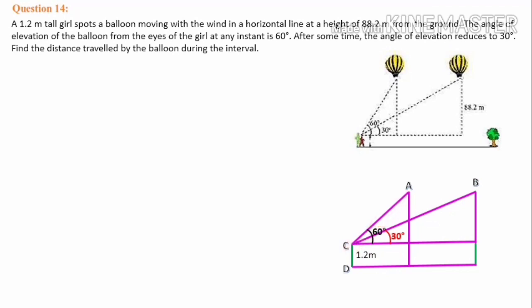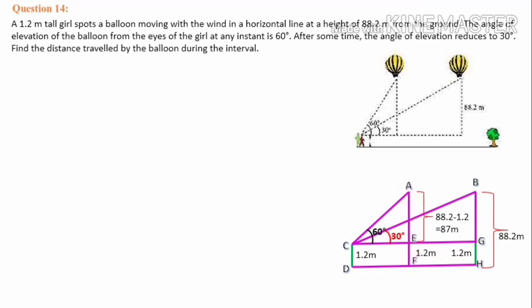So at first she is observing at an angle of 60 degrees. After some time the balloon is moved from A to B. The angle of elevation is reduced from 60 to 30 degrees. So let's mark the points E, F, G and H, and let's write the measurements, and it will be easy for us to calculate later on. Here EF is 1.2 meter. Since CD, EF and GH are the same, GH is also 1.2 meter, and the height of the balloon is given to us as 88.2 meter. By using this length we can calculate the length of AE.